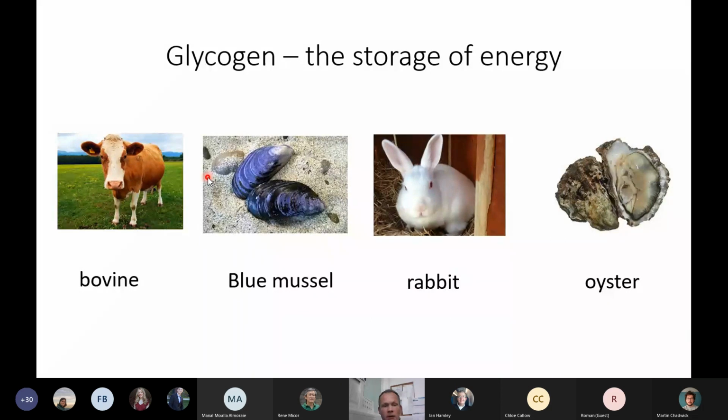In my work, something like 13 years ago, we selected glycogen from different sources. We took bovine glycogen from Sigma, blue mussel glycogen, rabbit glycogen, oyster, because glycogen is a part of a variety of animals, including some bacteria and fungi.